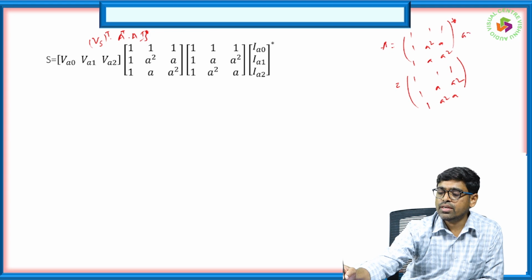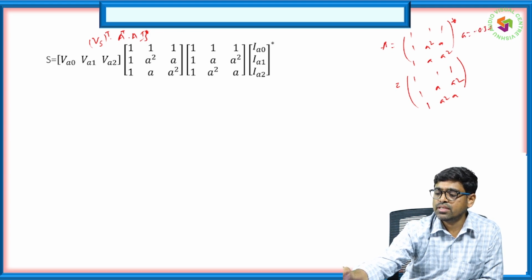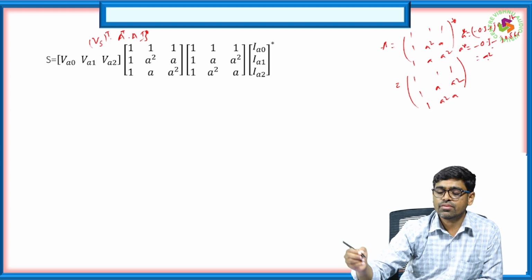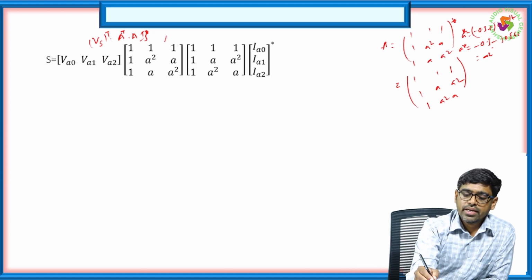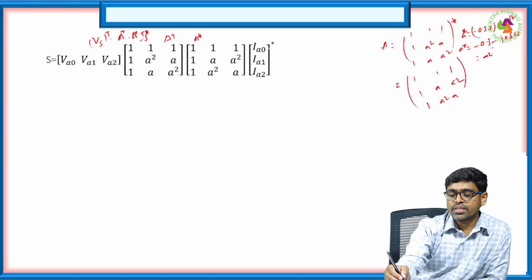A, you know, is minus 0.5 plus j 0.866. If you take the conjugate of this one, it is minus 0.5 minus j 0.866. This value is nothing but A square. So A conjugate is nothing but A square. If you substitute like that, it is A transpose into A conjugate into I conjugate. I conjugate means Ia0, Ia1, Ia2 whole conjugate.